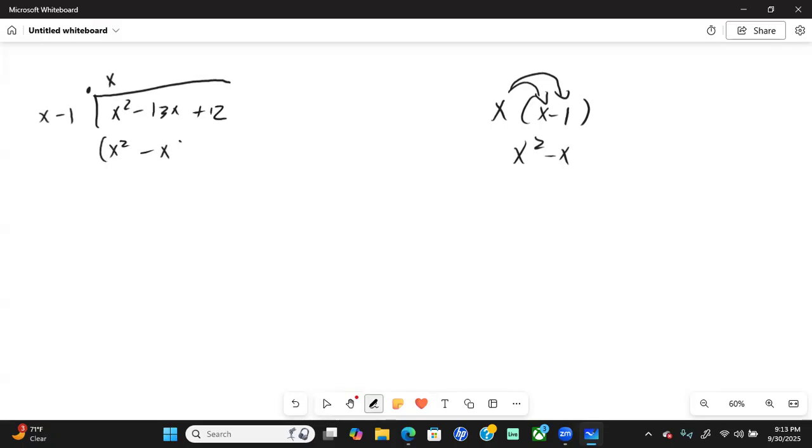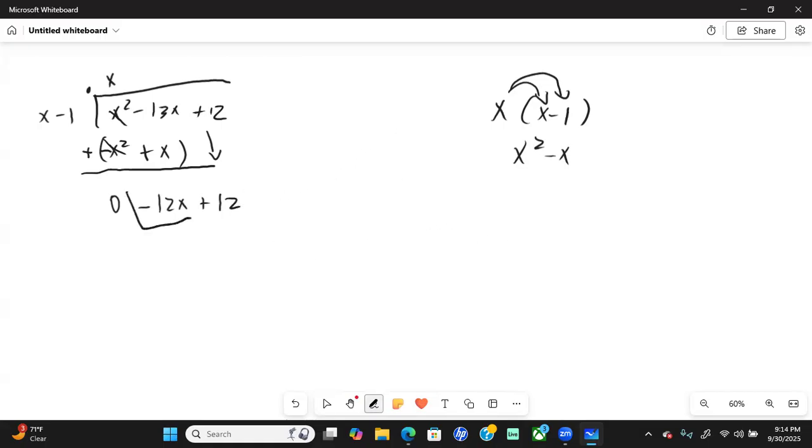I'm subtracting these, which means I change all of the symbols and then combine like terms. These are going to cancel, leaving me with 0. Negative 13 plus x, that gives me negative 12x. There's nothing on the 12. So we just bring it down.